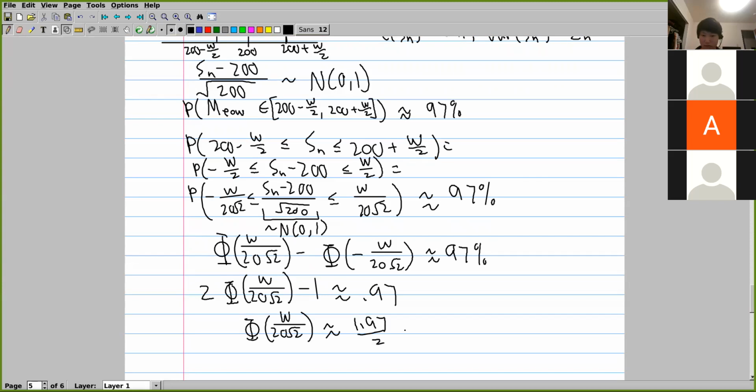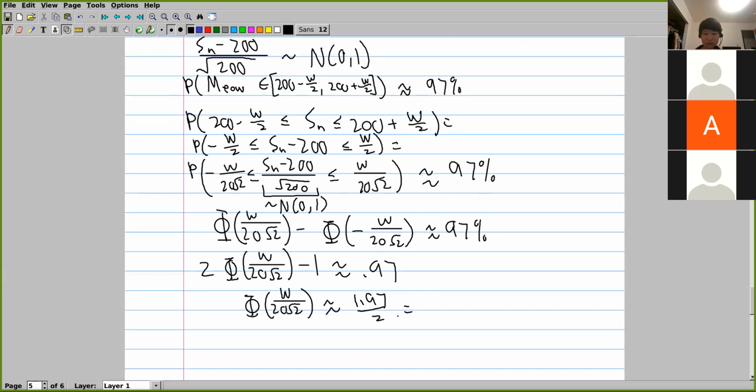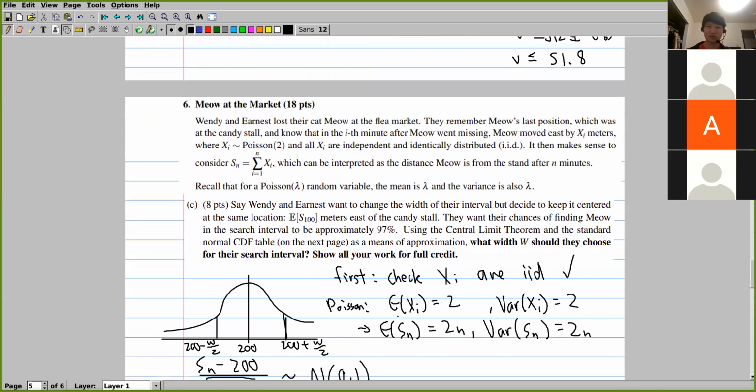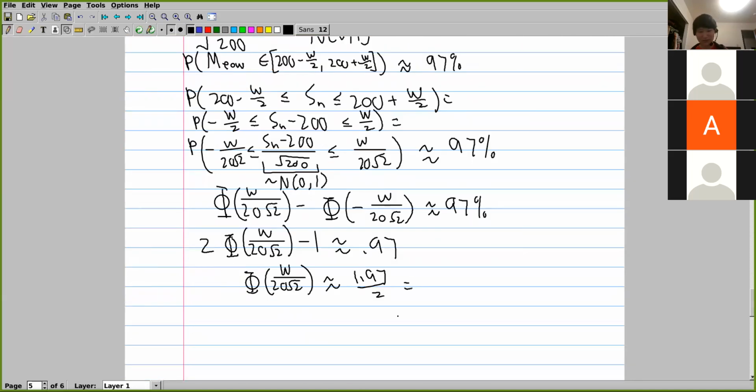Is there a separate phi inverse chart we reference for phi or no? There is, but I didn't attach it here. If you need the specific values of phi on the test, we will attach a chart. Otherwise, we'll probably ask you to leave it in terms of phi inverse.